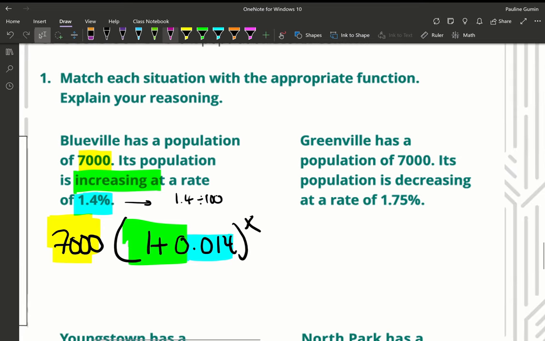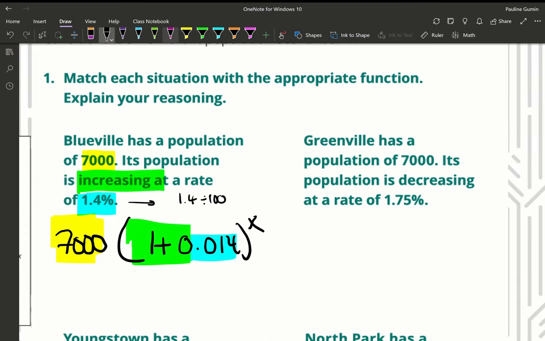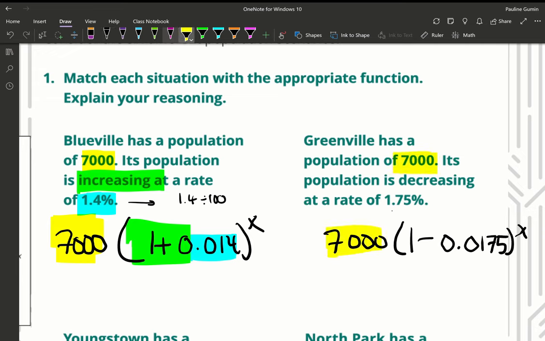All right. Greenville. Greenville starts with 7,000. It's decreasing, 1 minus, at a rate of 1.75%. If we divide that by 100, we get 0.0175. Starting population, decreasing, and our rate as a decimal.